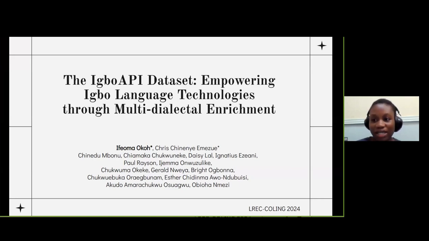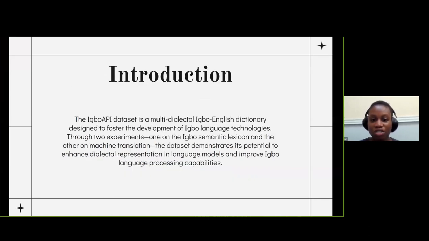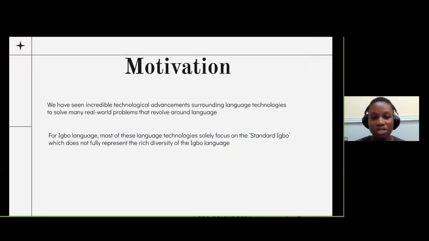Technologies through Multidialectal Enrichment. So this paper is about an Igbo API dataset which we created, and it's a multidialectal Igbo English dictionary that was designed to foster the development of Igbo language technologies. We conducted two experiments to show how important this data set is. And throughout this presentation, you will see these experiments.